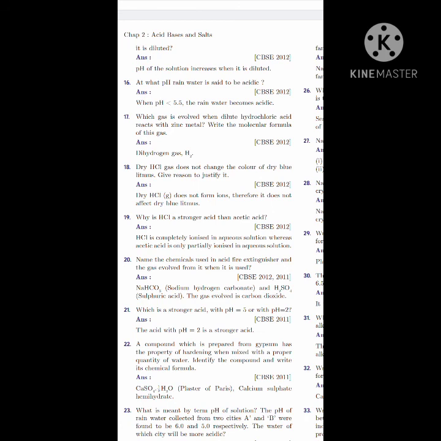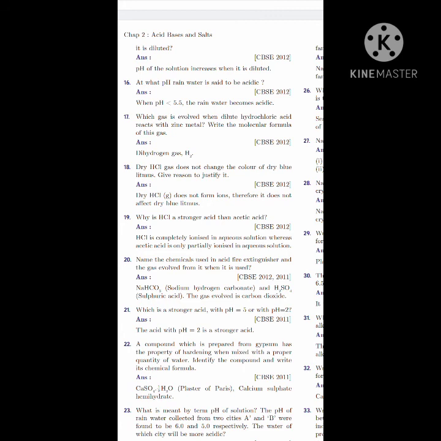At what pH is rain water said to be acidic? When the pH value is lesser than 5.5, then we can say that rainwater is acidic. Acid rain formation occurs, right? And which gas is evolved when dilute hydrochloric acid reacts with zinc metal? Write the molecular formula of this gas. That is dihydrogen gas, that is H2.